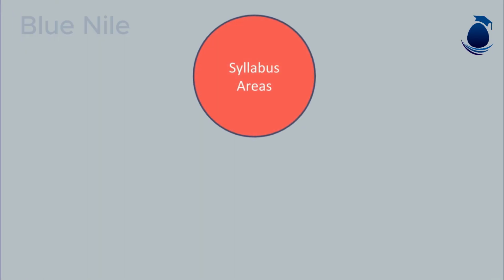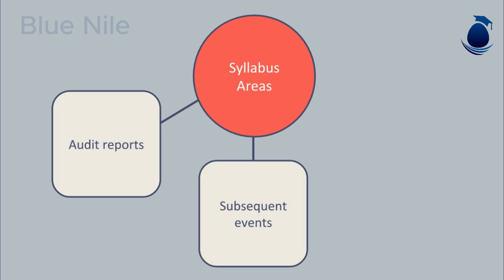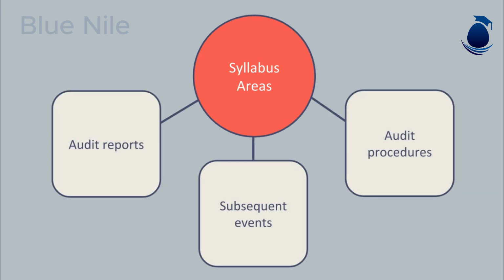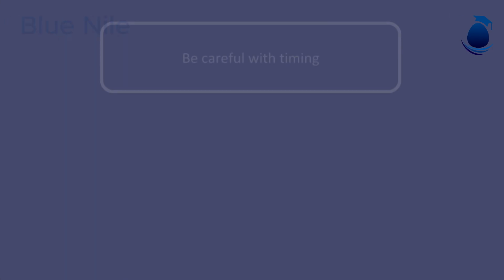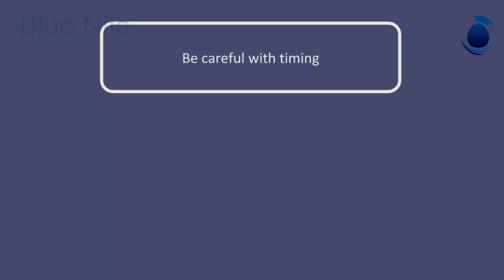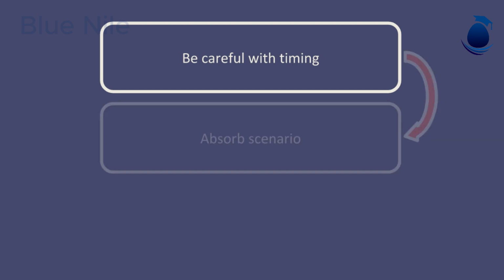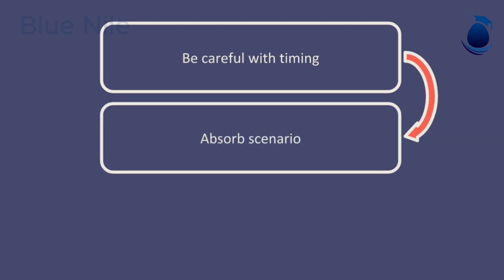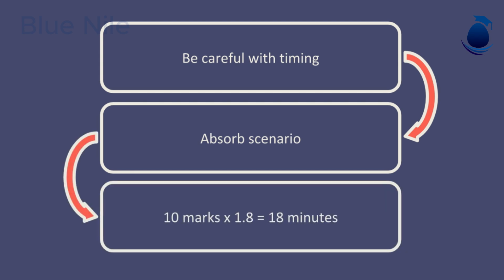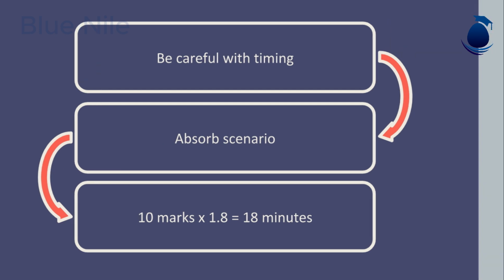Included in the question are the following syllabus areas: audit reports, subsequent events, and audit procedures. You must be careful with timing in the exam, especially with a Section B question containing a scenario. The volume of information in the scenario must be absorbed to ensure a pass. Therefore, aim for spending 1.8 minutes for every mark. This question should take you no more than 18 minutes.